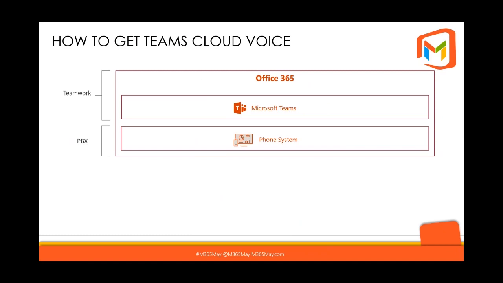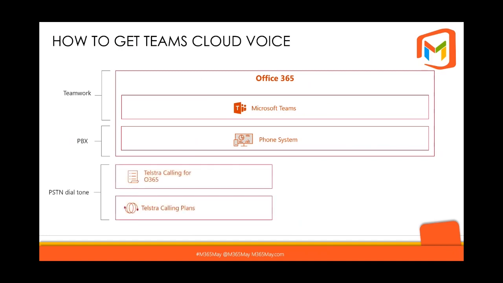But once I've got that dial pad capability, I'm still not plugged into the PSTN network. I still need a phone line if you like. And there are two ways to do that with Microsoft Teams. In Australia, we have something called Telstra calling for Office 365. In other parts of the world, this is a Microsoft calling service. It is not a Telstra service. Japan also has a service from a third party as well.